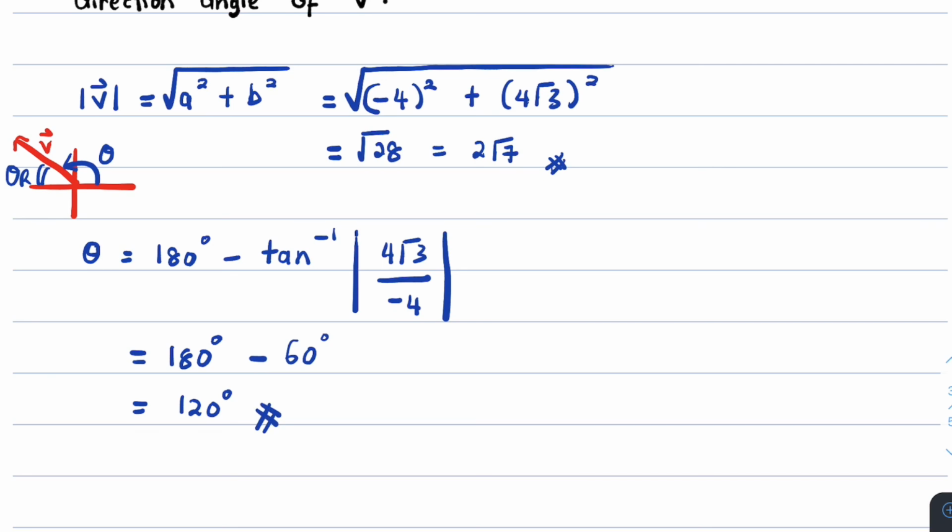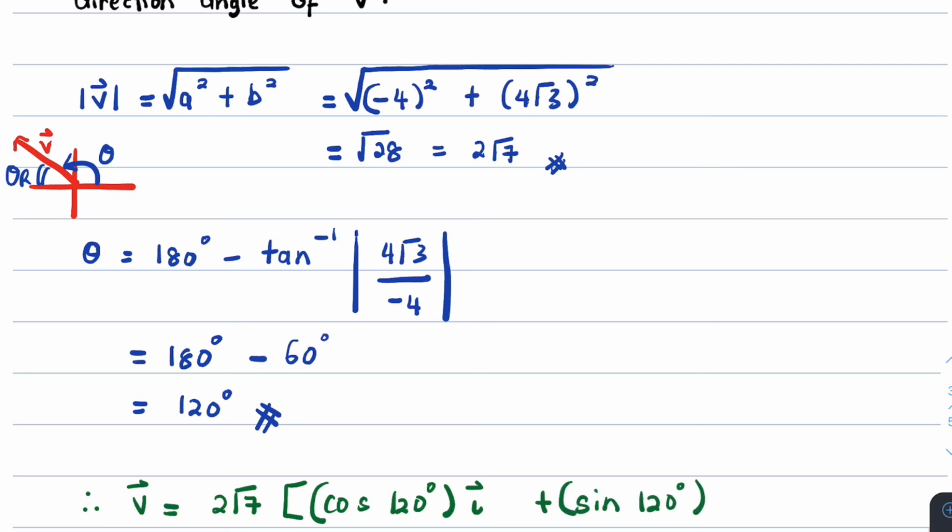Now let's say the question asks you to write your vector in terms of magnitude and direction angle. You can write it as such. The v can be written as 2 square root 7, which is the magnitude of v, cosine 120 i plus sine 120 j. As simple as that.